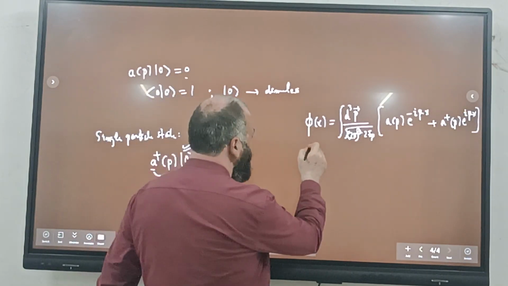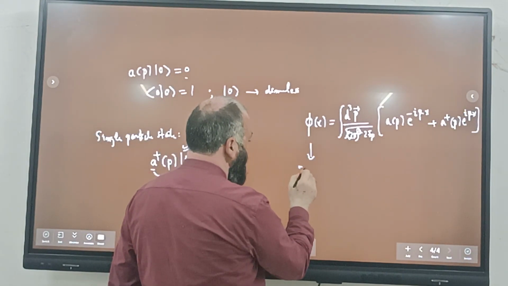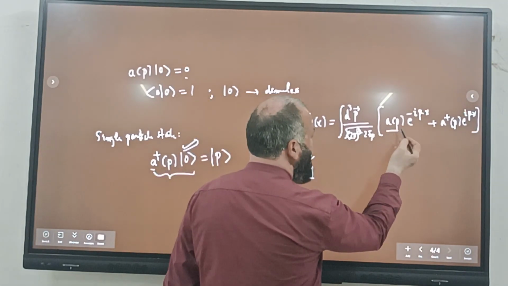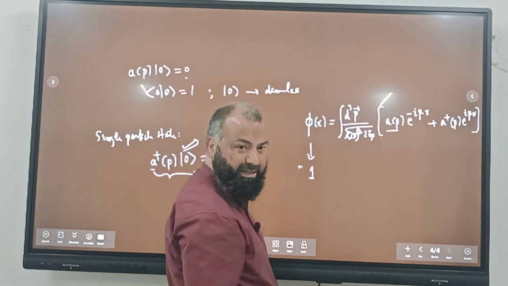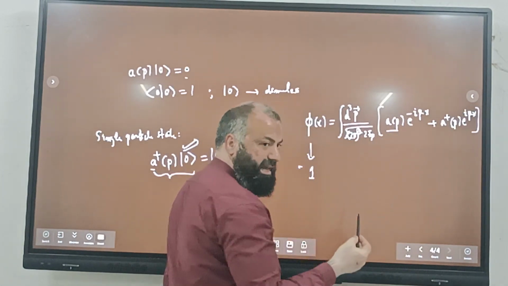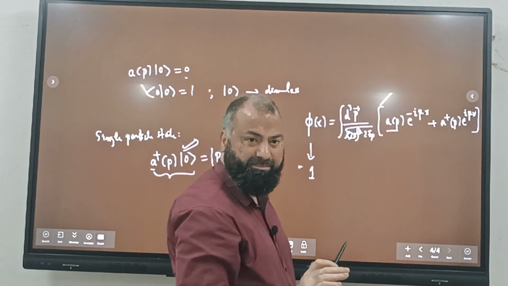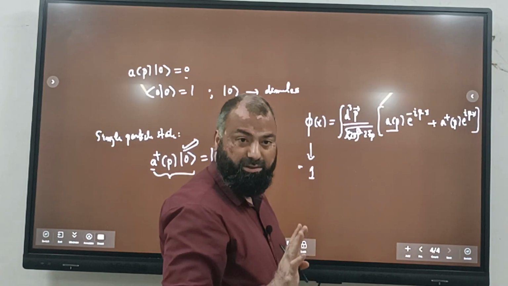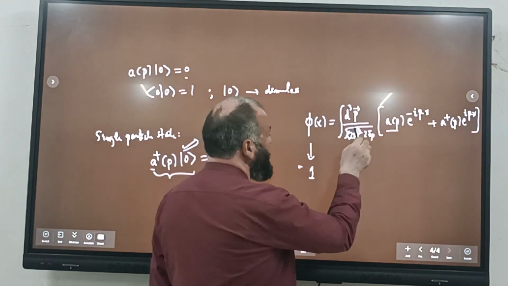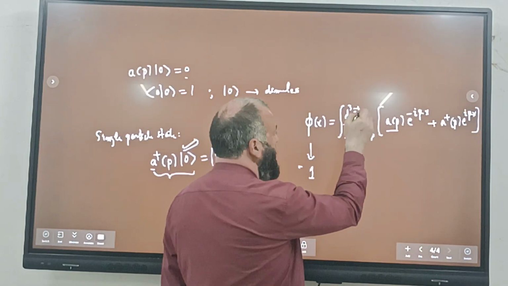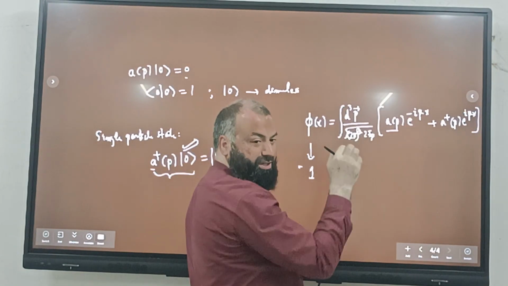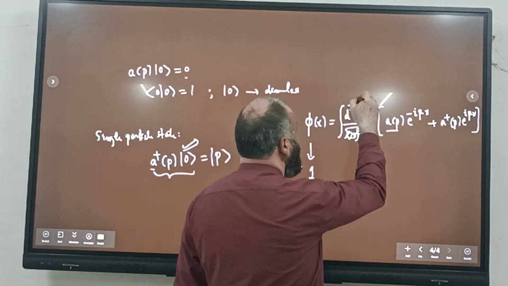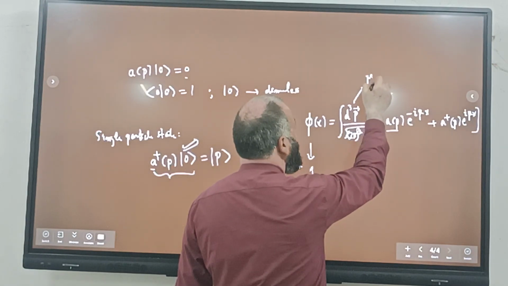Now what is the dimensionality here? The dimensionality of phi is 1. So I need to check the dimensionality of this a(p), which will give me the a dagger(p). The exponential is dimensionless, because it is p dot x. Now let's check the dimensions of the rest. How many p's are involved here? It is d^3p, that means 3 p's: px, py, pz.